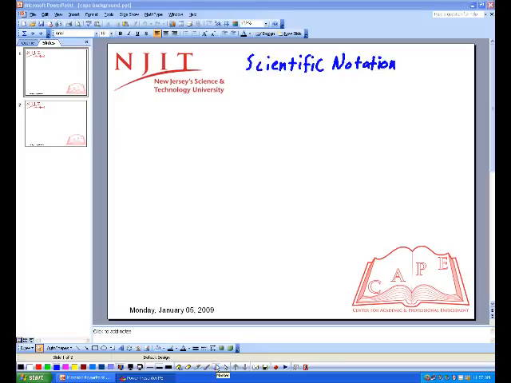Today I will be covering scientific notation. Scientific notation is a concept by which we convert numbers that would take up a lot of space into a compact form which takes up much less space. Numbers in scientific notation are always of the form c times 10 to the n, where c is the base and n is the exponent. c is going to be a number such that the highest digit is the units digit.